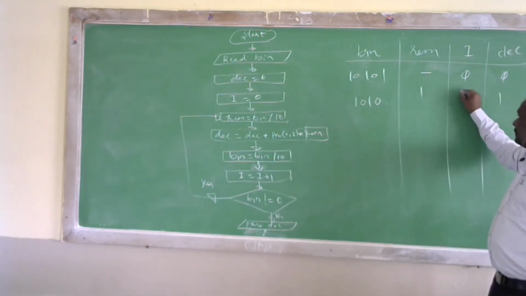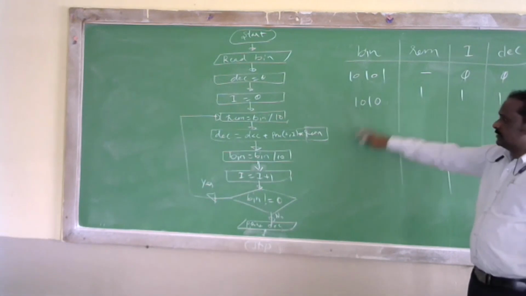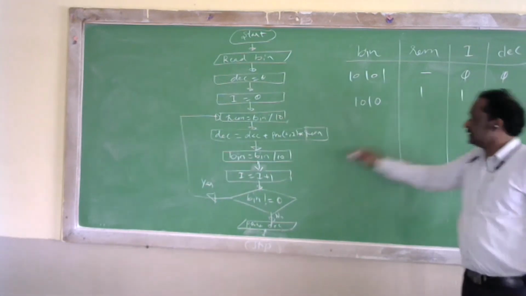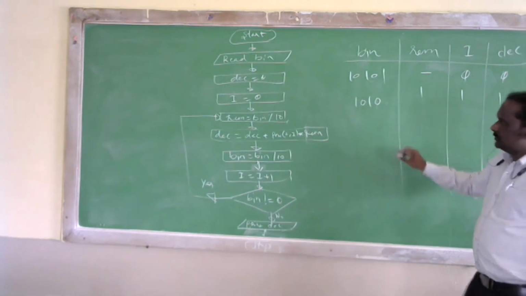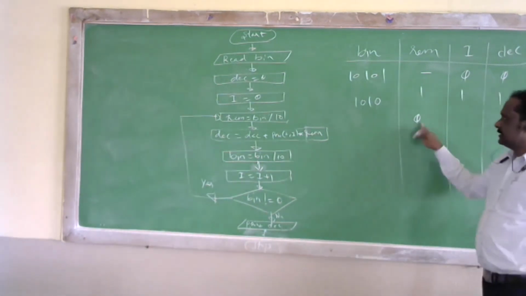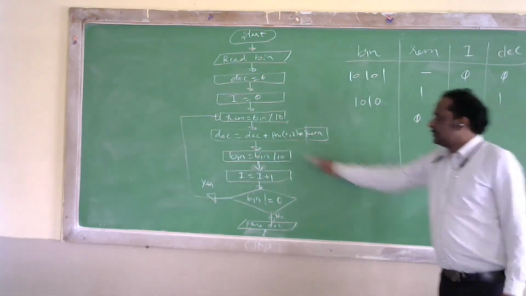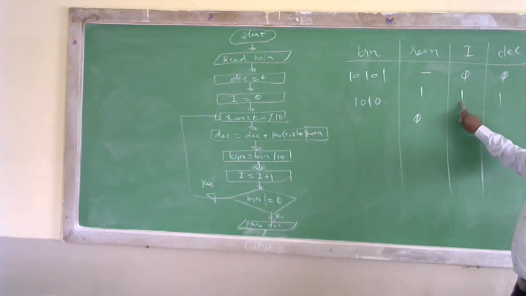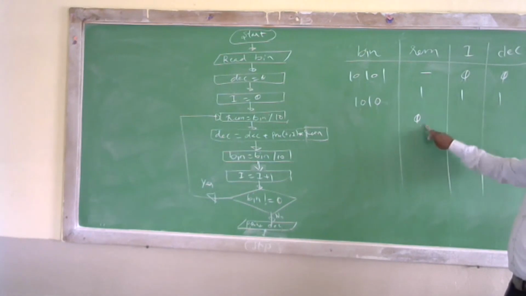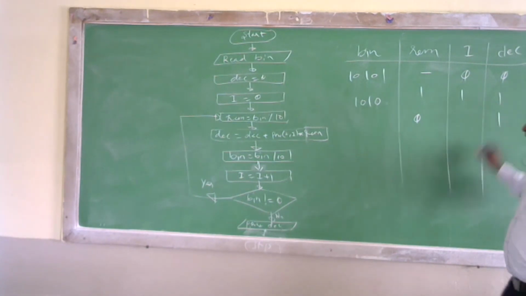I is equal to I plus 1. 0 plus 1 is 1. So binary is not equal to 0. Then repeat these steps. Now remainder is equal to binary modulus 10. So remainder is 0. Now 2 power I, 2 power 1 is 2. 2 into 0 is 0. So decimal plus 0 is 1.